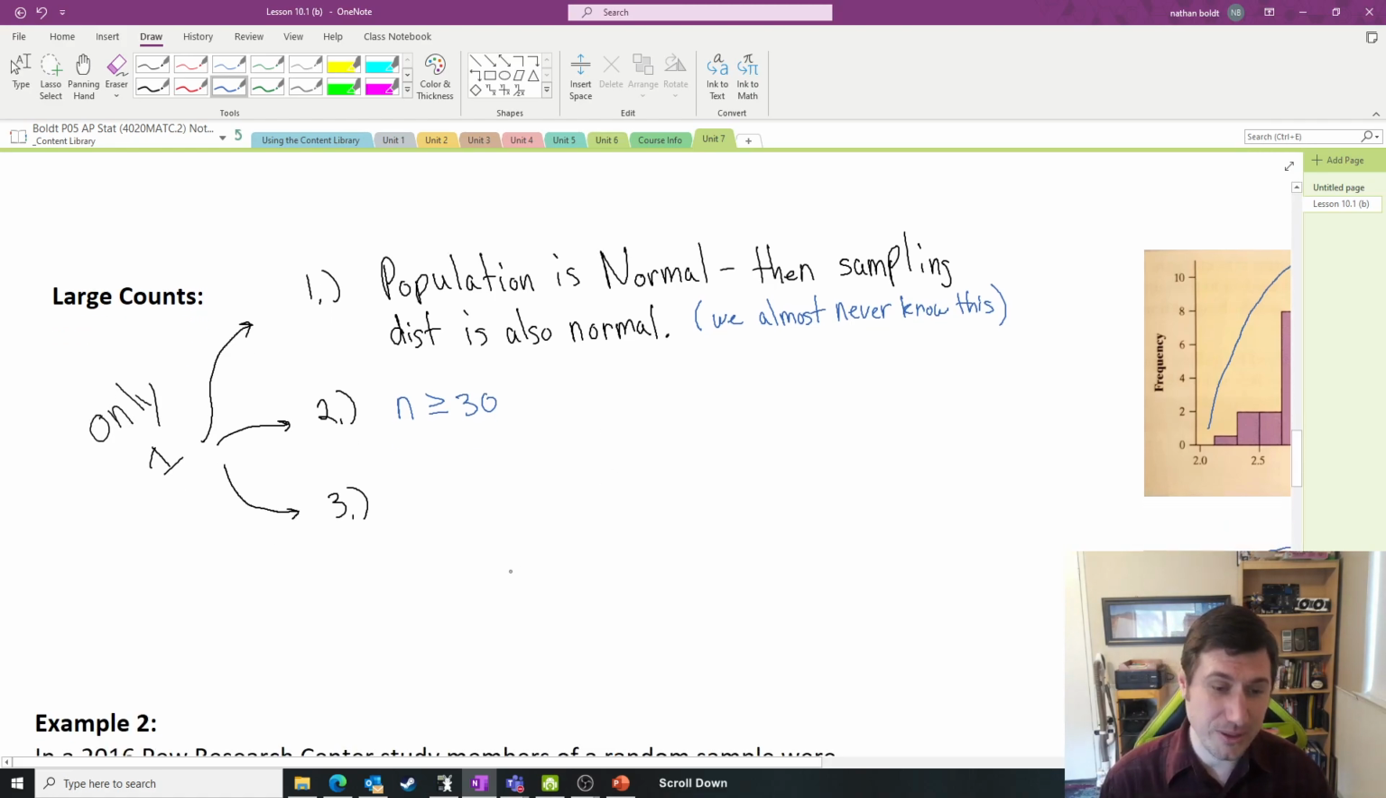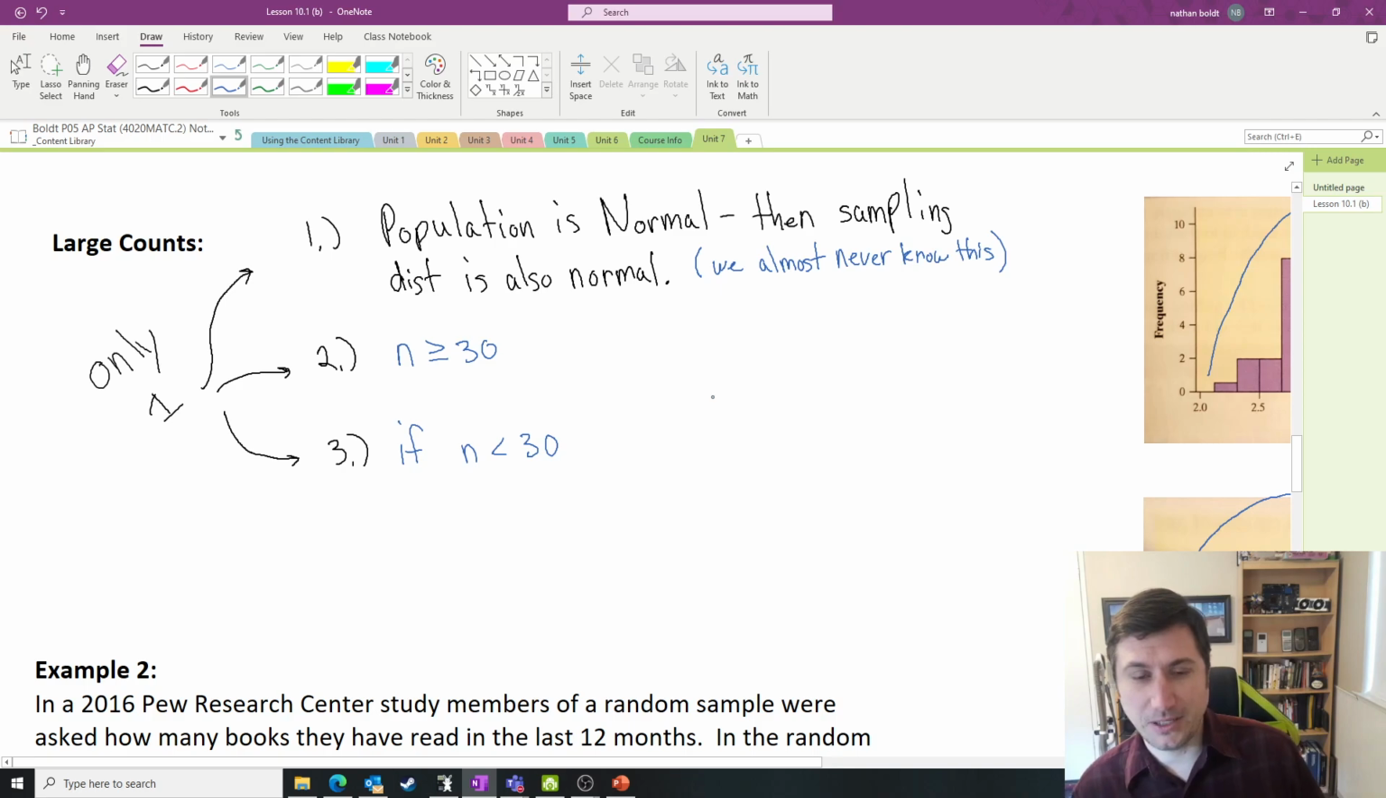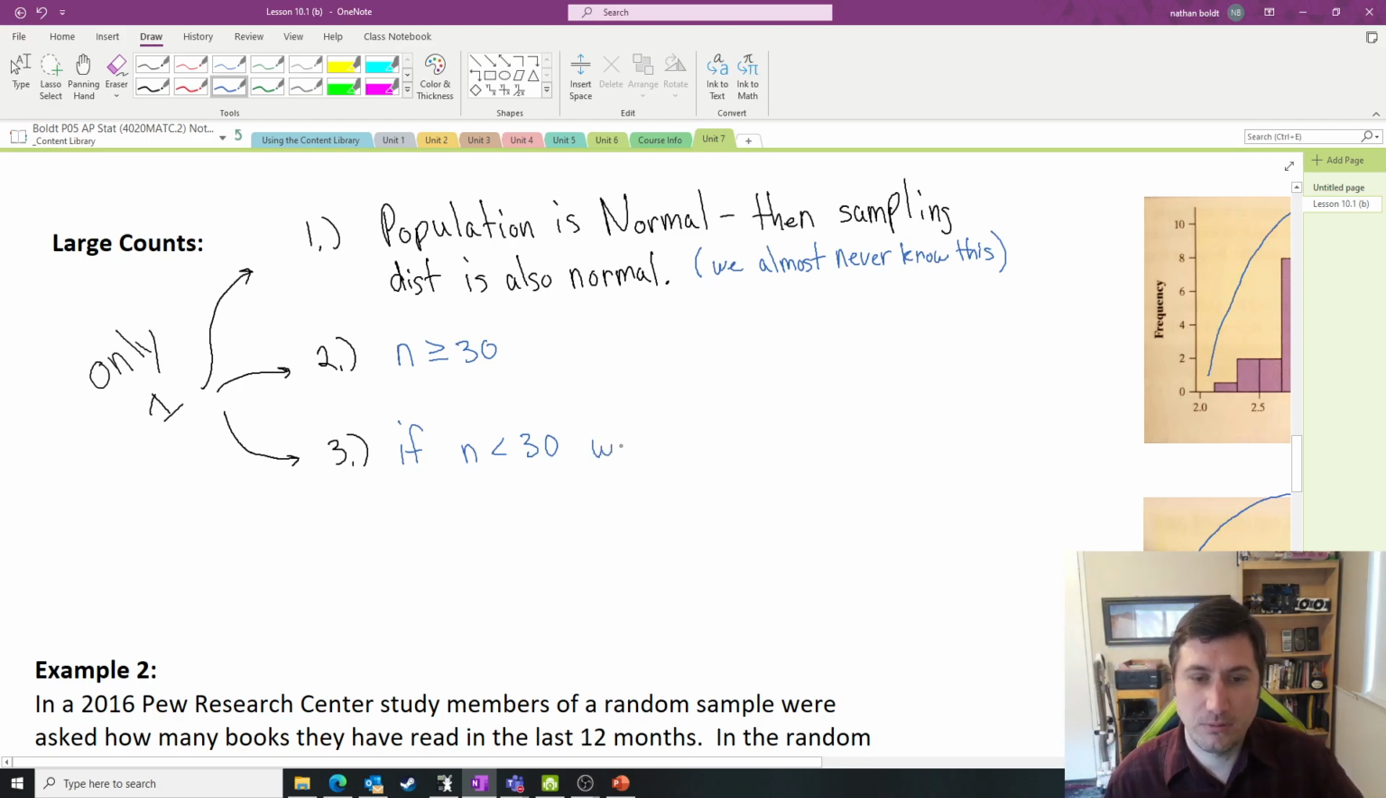The last way is a little complicated, okay? If n is less than 30, we're not dead in the water. If n is less than 30, we need to look at the shape of the sample.